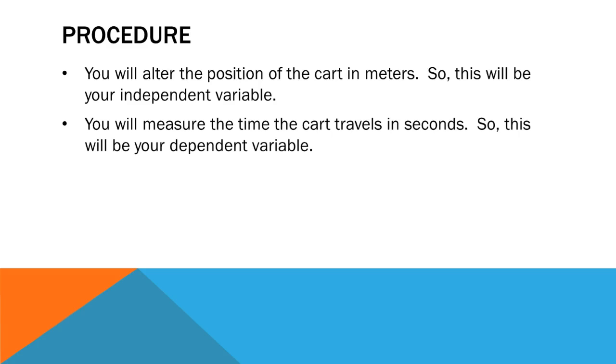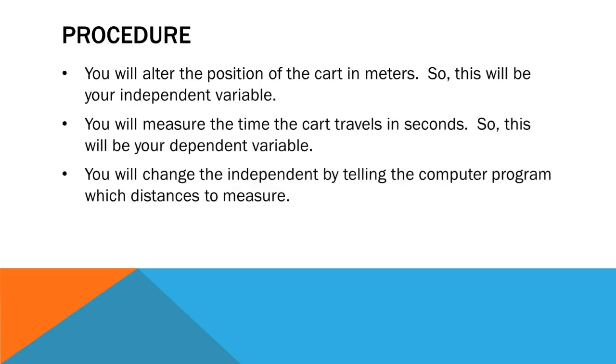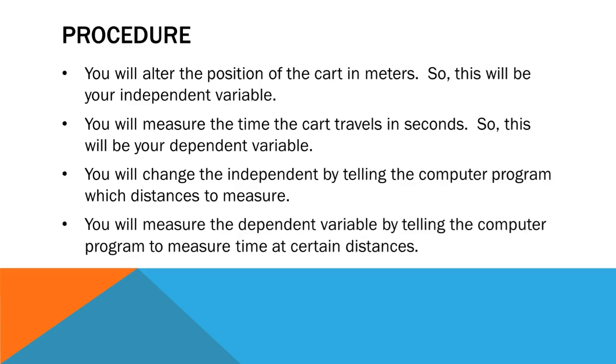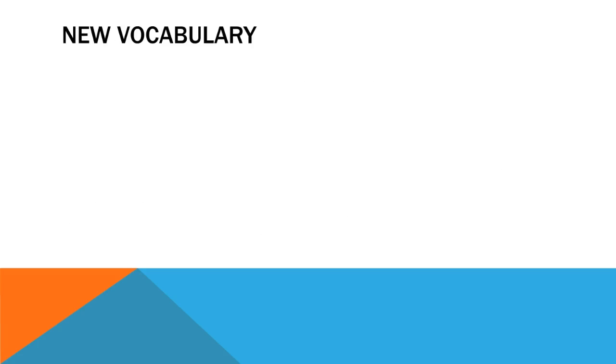This is one scenario where we'll actually be graphing them on the opposite axis, however. We'll change the independent by telling the computer program which distances to measure. We'll measure the dependent variable by telling the computer to measure the time at certain distances.